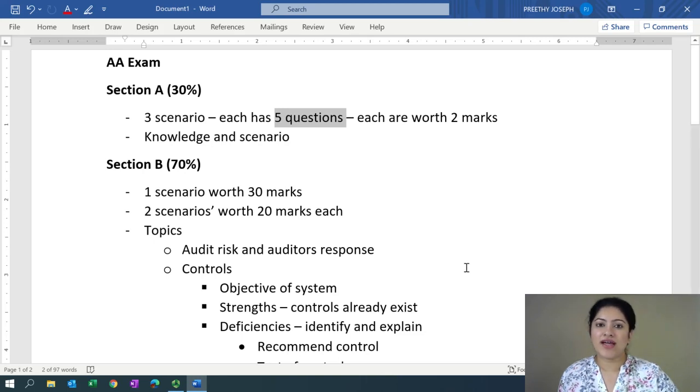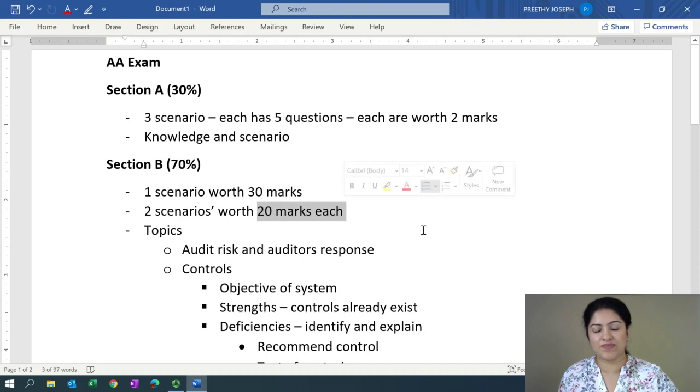Moving now to section B of your paper. Section B is the main crux of our paper because it is 70% of the paper. The 70% is broken down into 3 questions: one 30-mark question and two 20-mark questions. The structure of what is going to be tested in each of these questions is as follows.